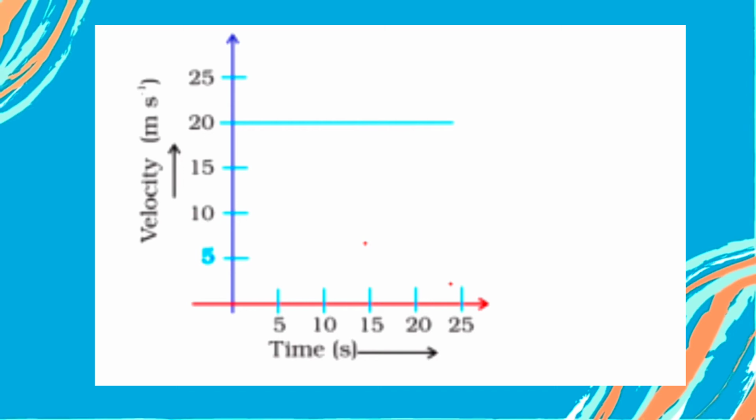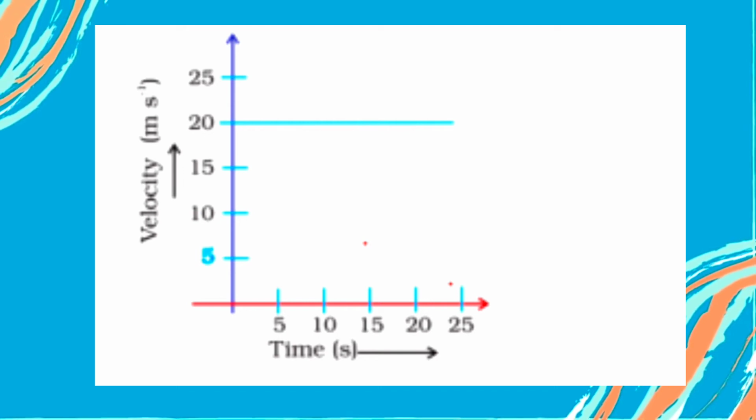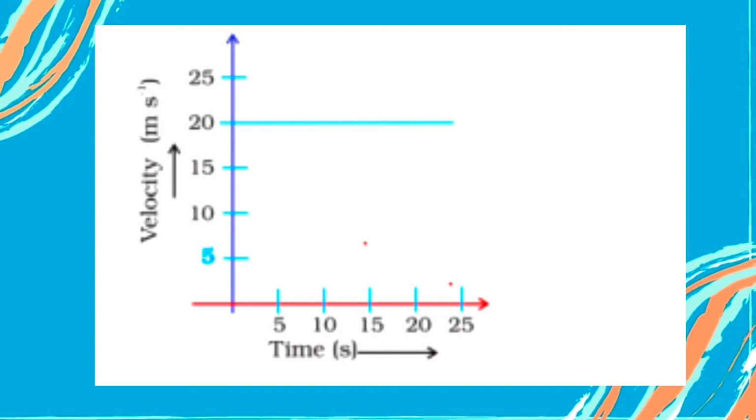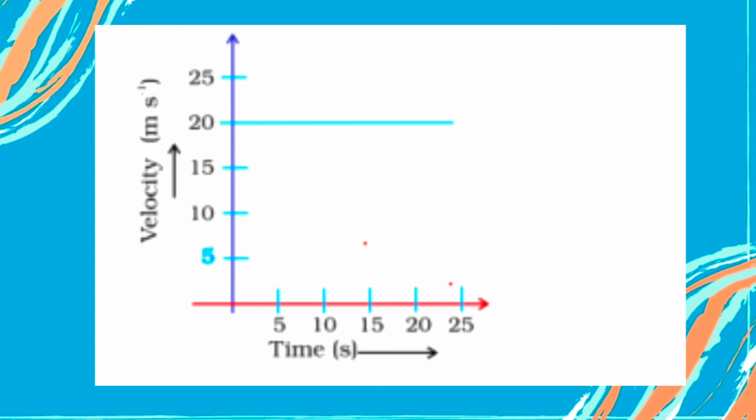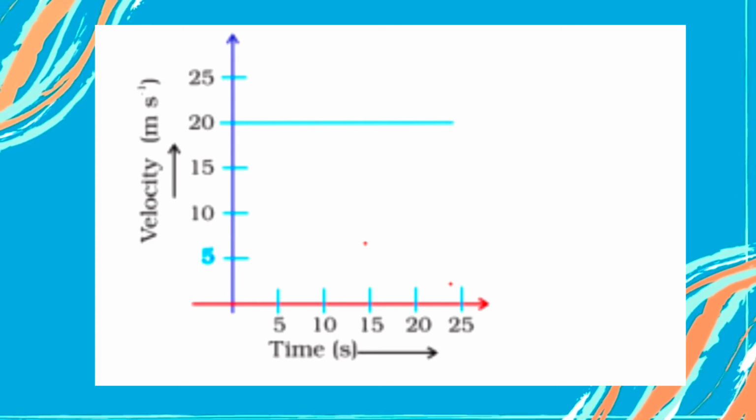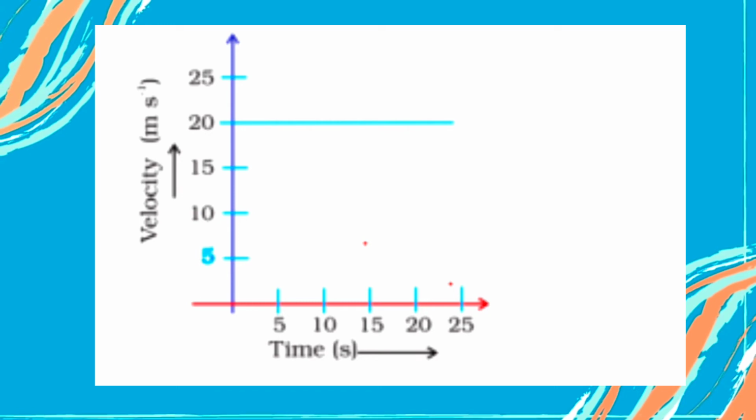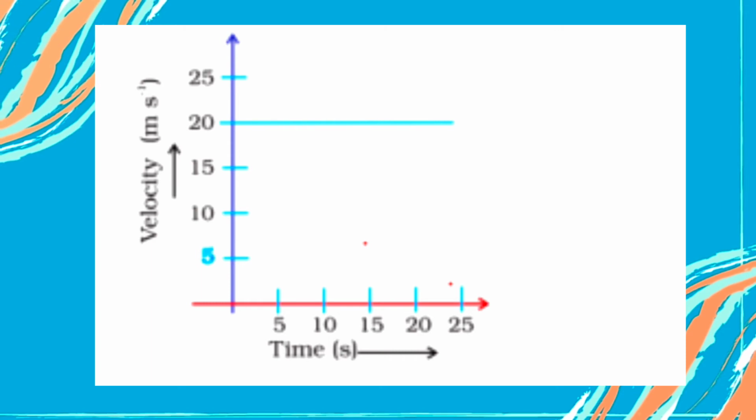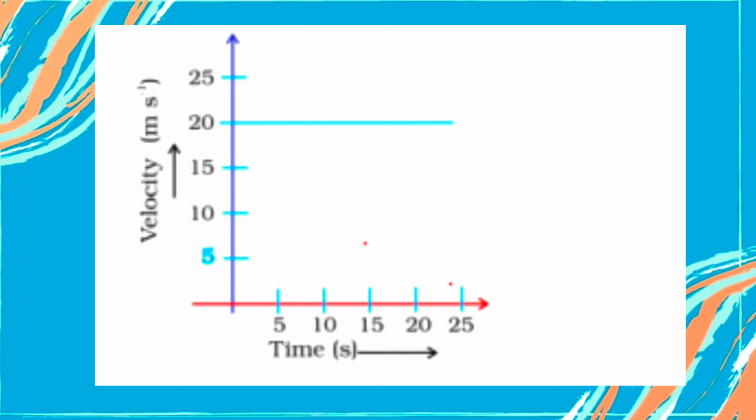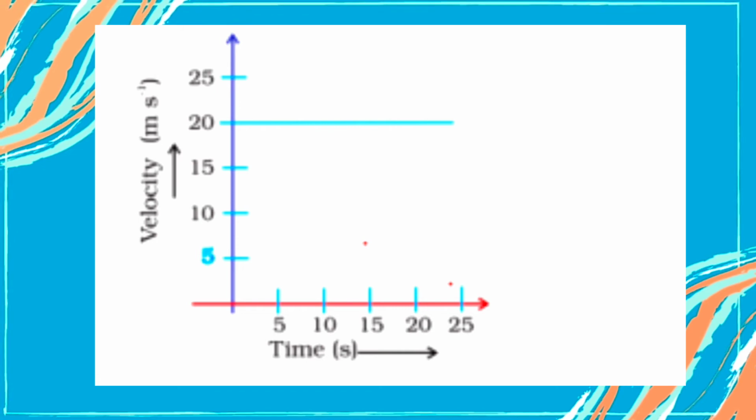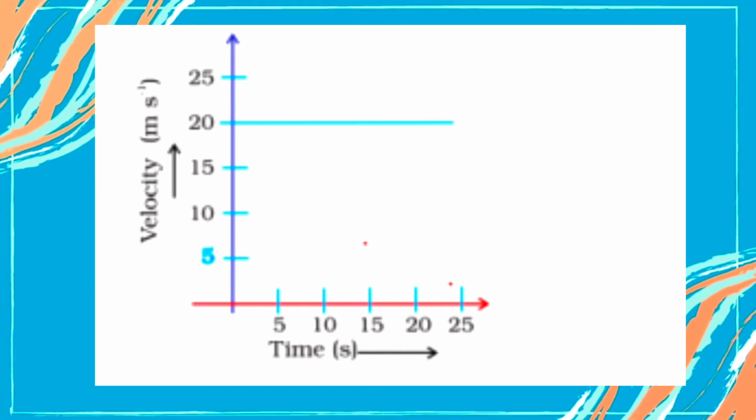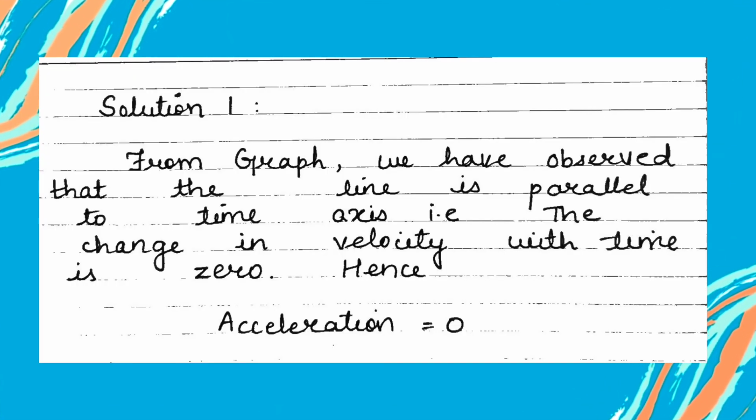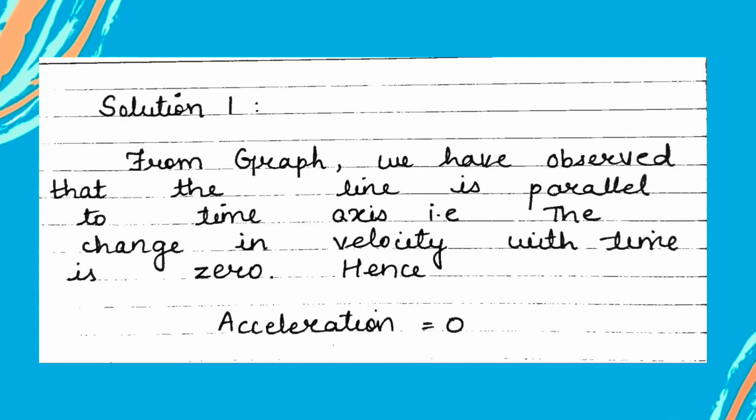Here we can observe that with the change in time, is the velocity of the cyclist changing? No. The change in velocity of the cyclist is 0. Each and every time the velocity of the cyclist is 20. It is not changing. So logically, the acceleration is also 0. Since the line is parallel to the x-axis, the acceleration of the cyclist is 0. This is the direct answer to the first part.